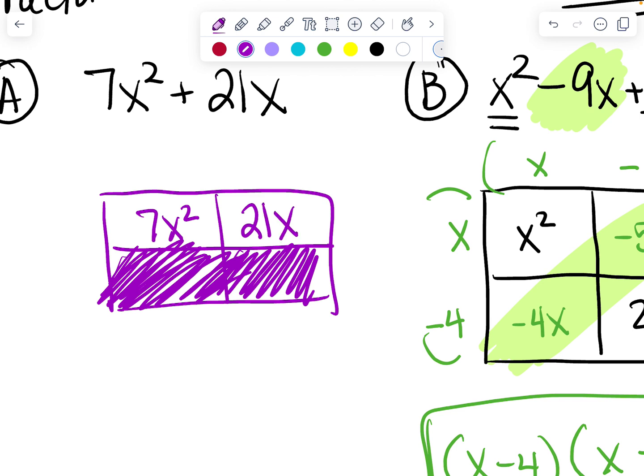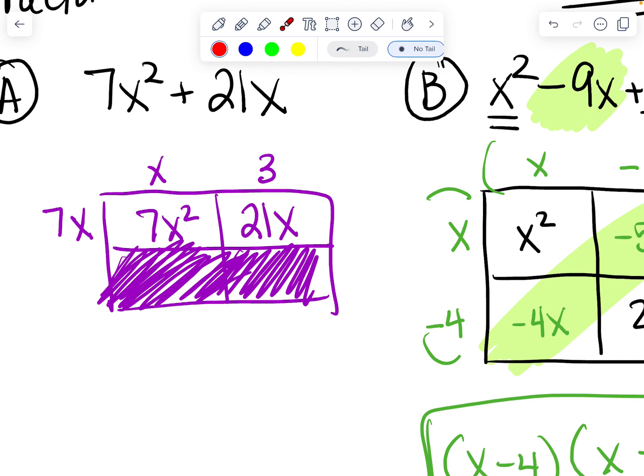And then we're going to for sure have an x and an x here. I can't leave that x squared without x's here and here. And so then I'm thinking, okay, can I take a number like 7? Can I put it here? I think I can. And if I put a 7x there, then I would need to put a 3 there. And the reason for that is 7 times 3 is 21.